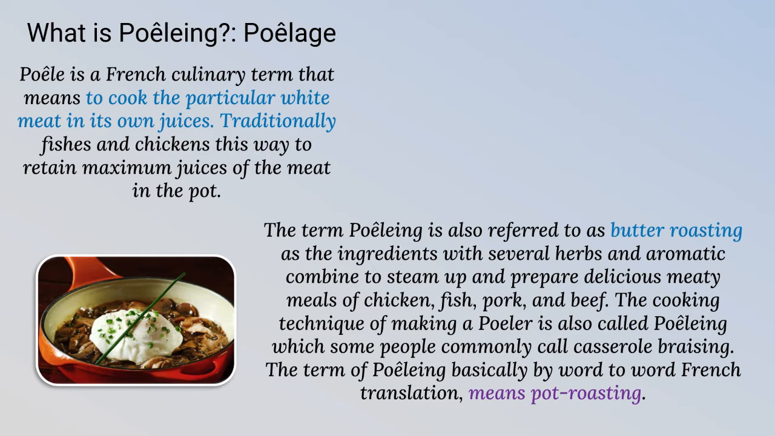What kind of meat can we use? Chicken, fish. Normally it is used for white meat, but we can also use it for pork and beef. The cooking technique of poêling is also called poêling, which some people commonly call casserole braising. So that is colloquially told as casserole braising. The term poêling, by the word-to-word French translation, means pot roasting.